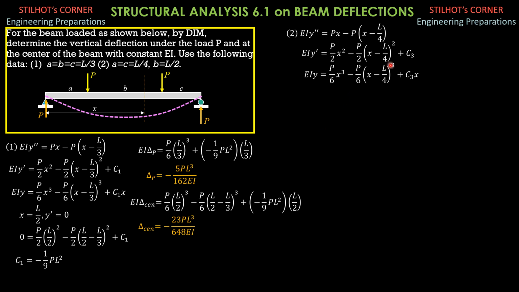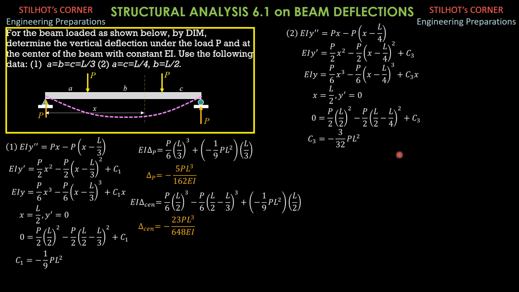So evaluating the value of C sub 3 when x is L over 2, y prime is 0. So 0 equals P over 2 times L over 2 squared minus P over 2 quantity L over 2 minus L over 4 squared plus C sub 3. So solving for C sub 3 is negative 3 over 32 PL squared.